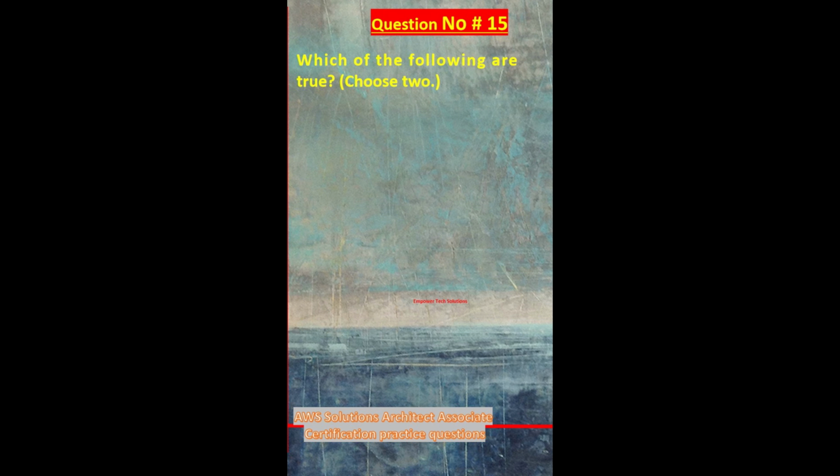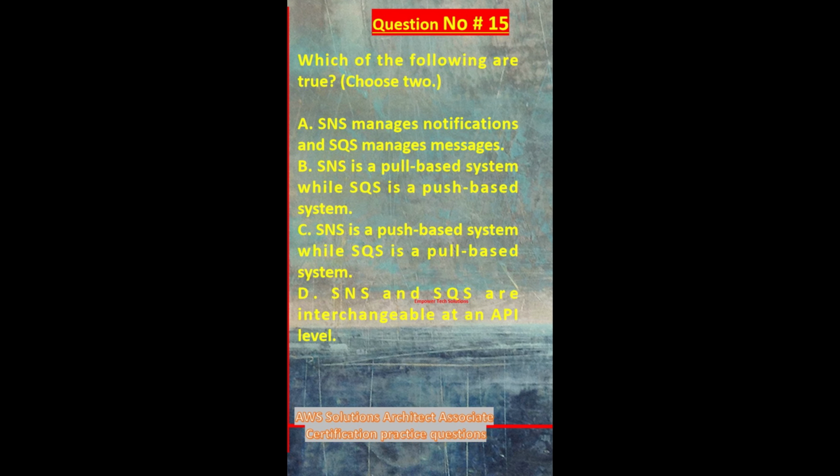Which of the following are true? Choose 2. A. SNS manages notifications and SQS manages messages. B. SNS is a pull-based system while SQS is a push-based system. C. SNS is a push-based system while SQS is a pull-based system. D. SNS and SQS are interchangeable at an API level.